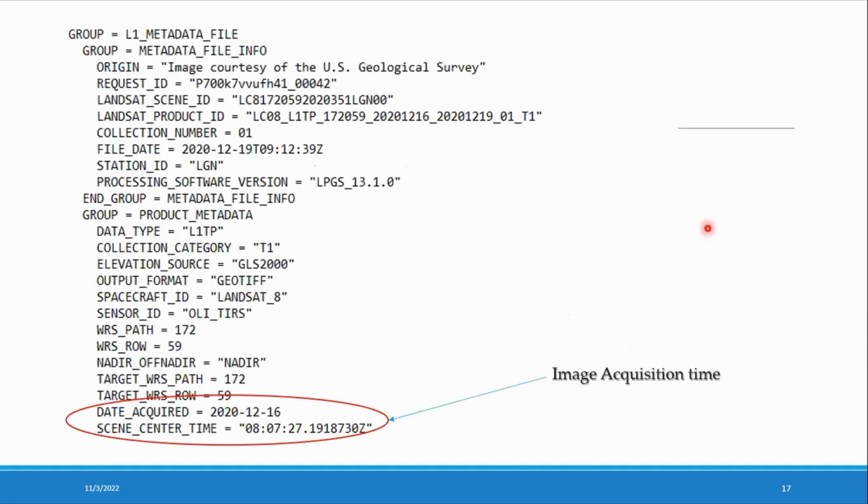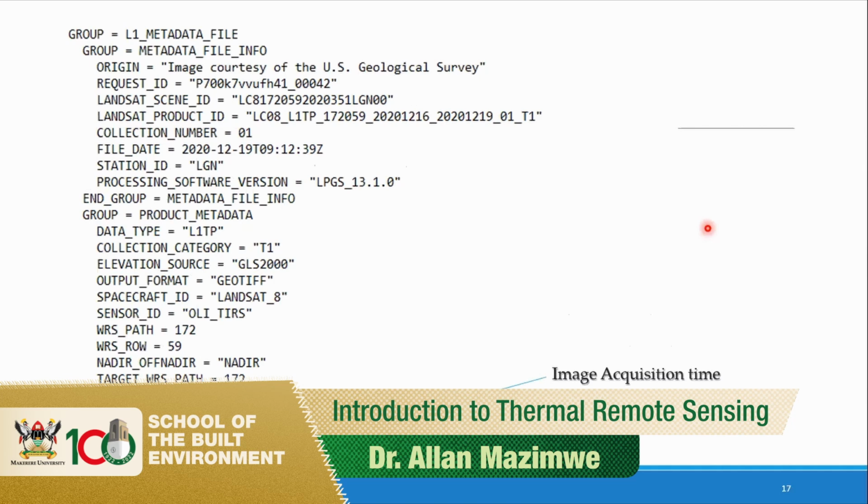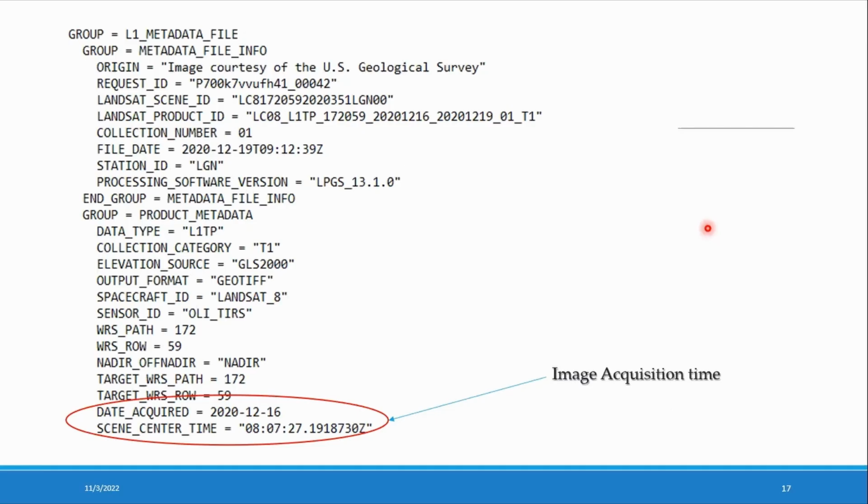So this is what I was talking about. When you download an image, there is always a metadata file. And from what you have studied, I'm sure from previous years, or last semester or last year, you studied about metadata. And metadata is data describing that data. So same thing, satellite images or satellite data also has metadata. When you get a satellite image, the first thing to look at is its metadata file.